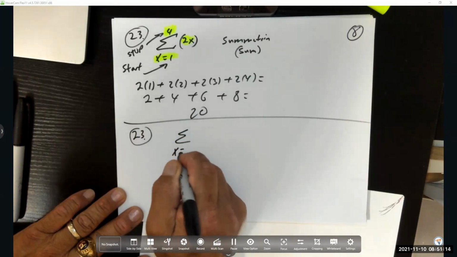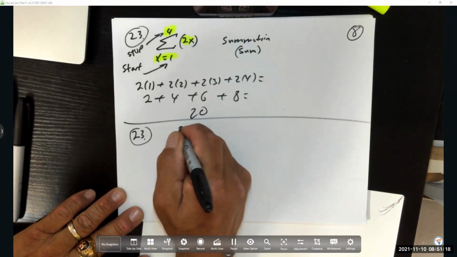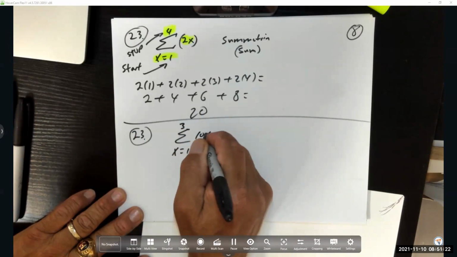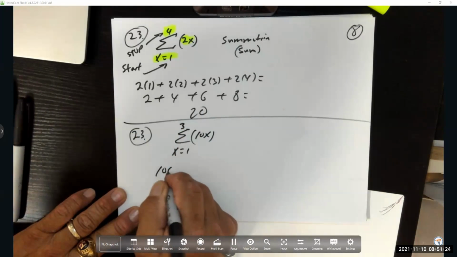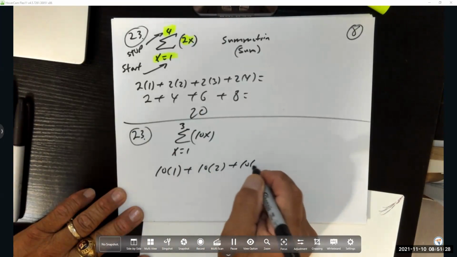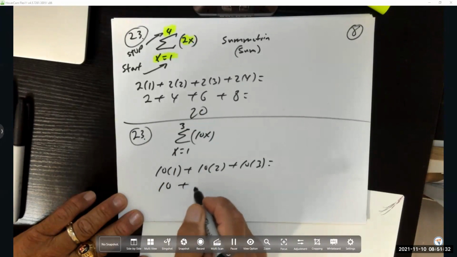Sum from x equals 1 to, I don't know, let's make it a little number, 3, of 10x. What does that mean? 10 times 1 plus 10 times 2 plus 10 times 3. And actually, just do it right here. I'm gonna do the steps here, but I don't want you to do this.